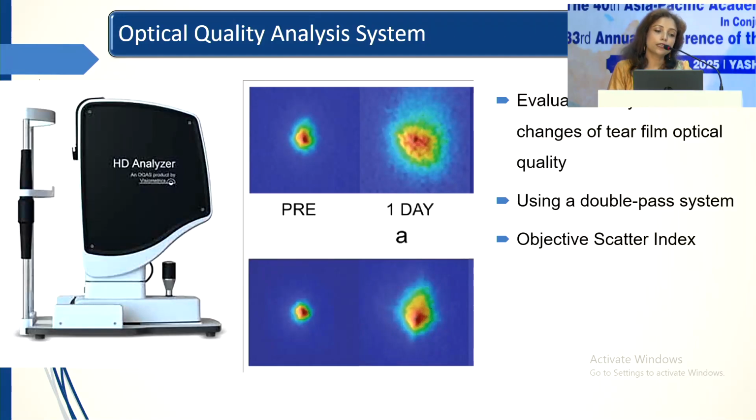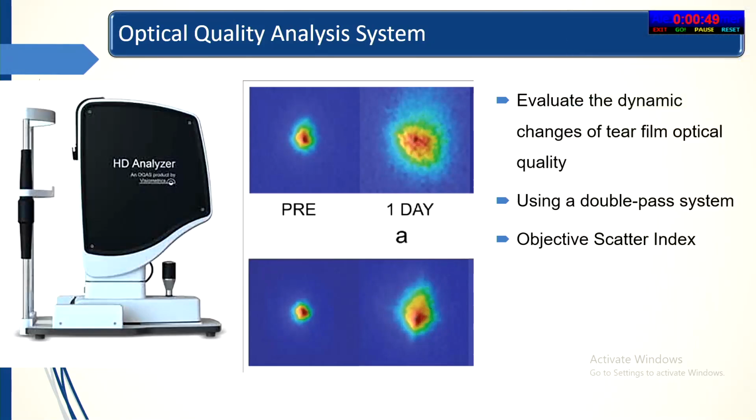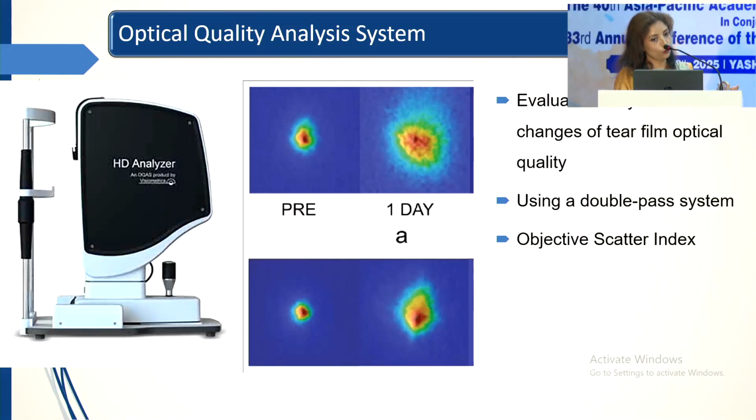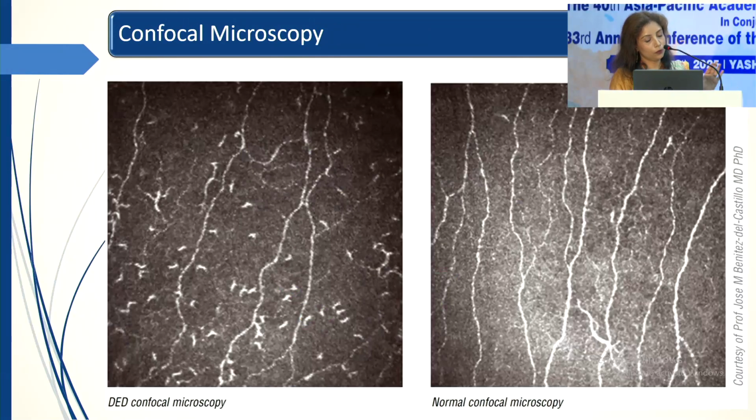Another recent advance is this optical quality analysis system. The tear film optics actually also affects how we see. So what this device does is, in between blinks, it measures the scattering of light. The first picture, where it is written pre, is a patient of pre-cataract. Here this is a normal scattering, there is not much scattering. And the right side, where it is day one after cataract surgery, the scatter has increased. So this is an abnormal finding. I do not have any personal experience in the last two devices.